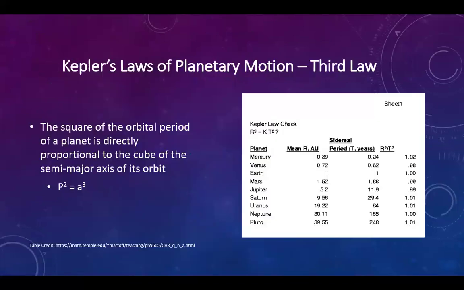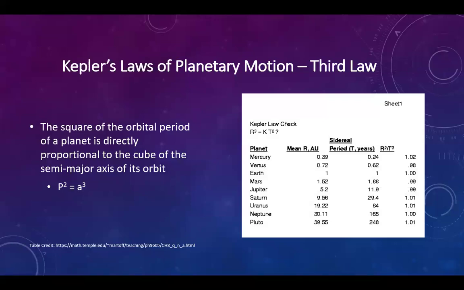Now Kepler's 3rd law of motion. So Kepler's first 2 laws of motion describe how an individual planet orbits the sun. Kepler's 3rd law of motion relates the orbits of the planets to each other. It's called the harmonic law sometimes. But what it is, is that the square of the orbital period of a planet is directly proportional to the cube of the semi-major axis of its orbit.